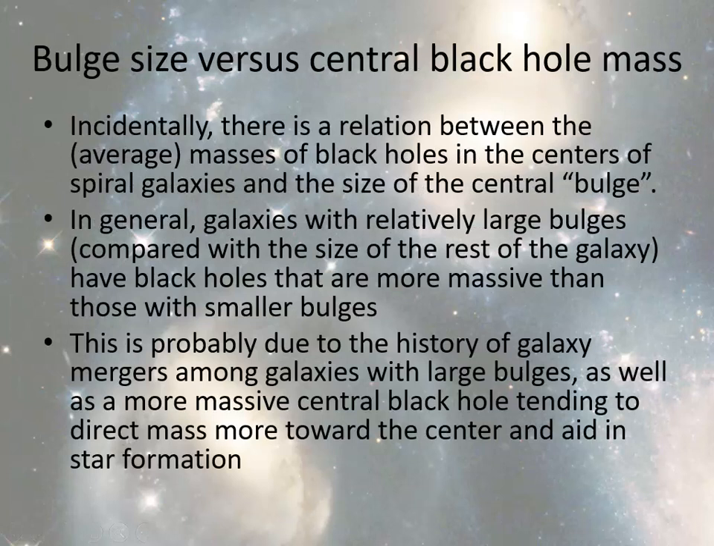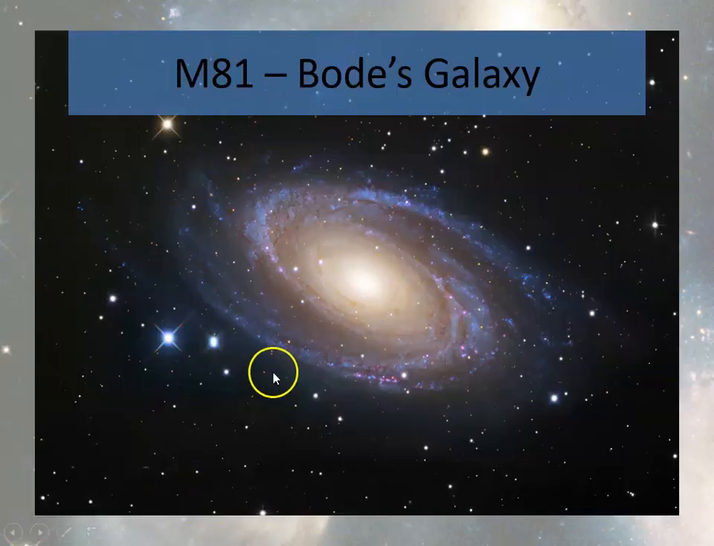Some other nice features of galaxies include the fact that it's actually possible to estimate the mass of the central black hole of a galaxy based on the size of its bulge. And if you think about it, that kind of makes sense. A galaxy that has a really big bulge relative to the size of the rest of the galaxy is one where you're talking about relatively random orbits. That's the result that you get after multiple mergers with other galaxies, and multiple mergers are going to tend to result in multiple big black hole mergers, and you're going to get a bigger black hole accumulating at the center of this galaxy. So Bode's galaxy M81 actually has a 70 million solar mass black hole.